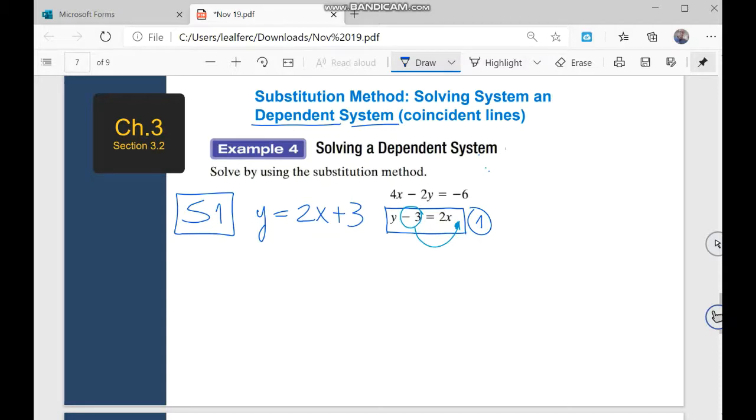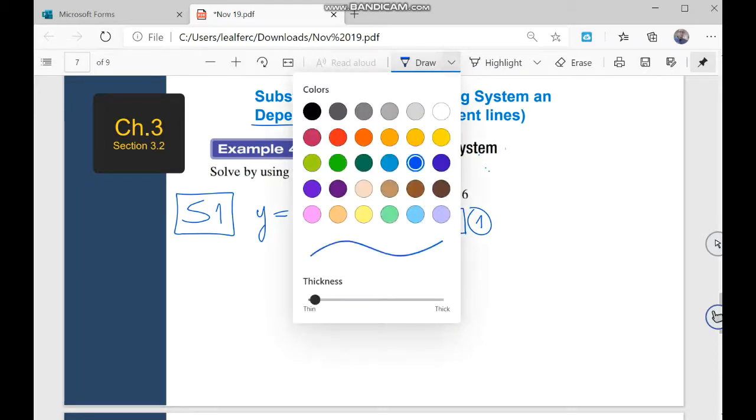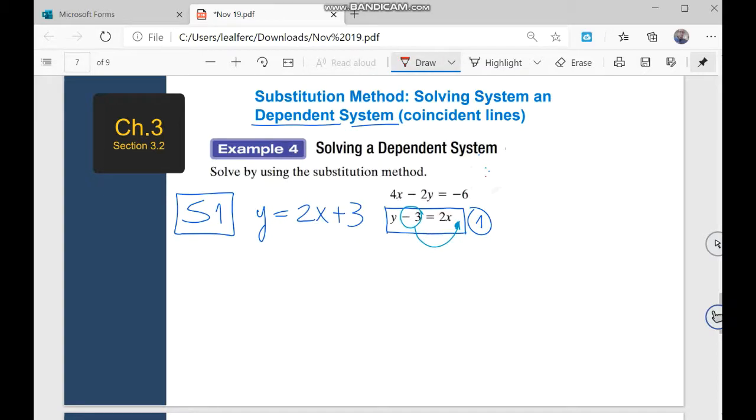That's it. That's everything that we have to do for step number 1. Isolate one of the variables. Let's move to step number 2. On step number 2, now get the other equation. Let's call the other equation number 2. And we have, just real quick, just for me.